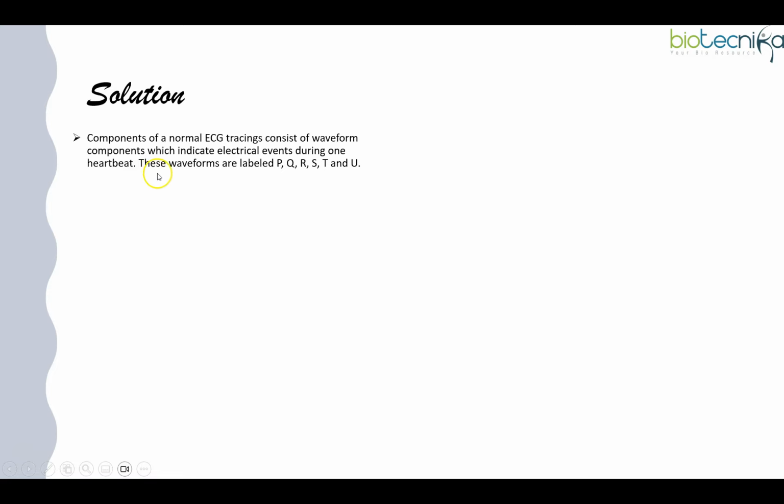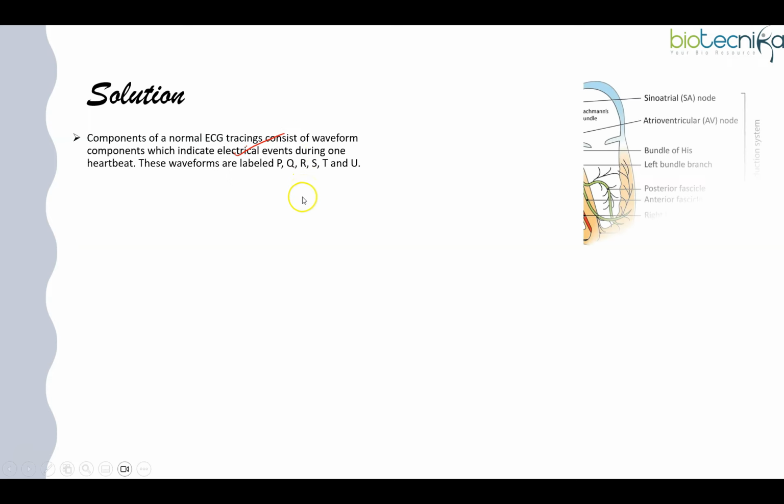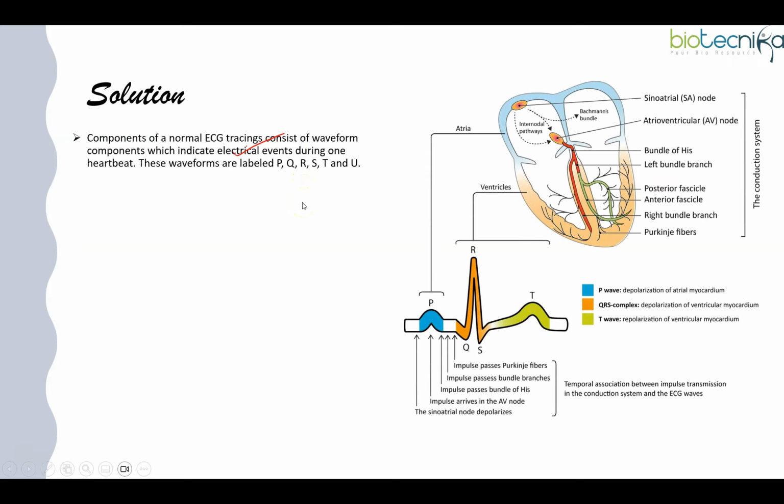The reason is because we know that a normal ECG tracing consists of waveform components, and these waveform components indicate different electrical events that happen during one heartbeat. So these different waveforms are P, Q, R, S and T, and U also. Now what is the P wave over here? It is the depolarization of the atrial myocardium.